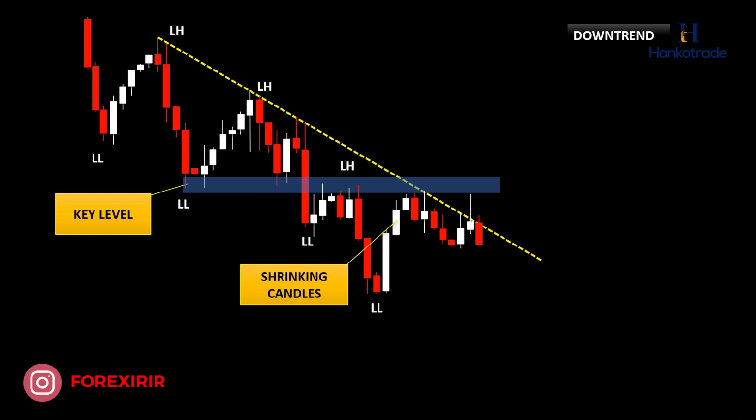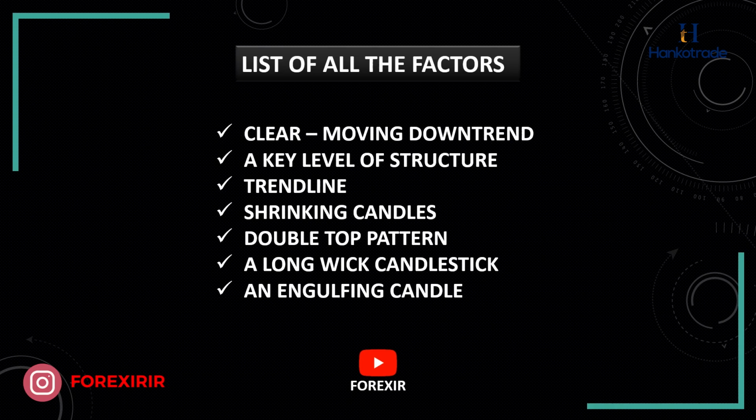5. The market has formed a double top pattern, suggesting a potential reversal. 6. A long wick candlestick pattern appears at the point of multiple confluence, showing reactions to the area. 7. An engulfing momentum candle confirms the bearish pressure, serving as another strong entry signal. Considering this comprehensive list of factors in our favor, this trade setup qualifies as a high-quality 5-star short trade opportunity.